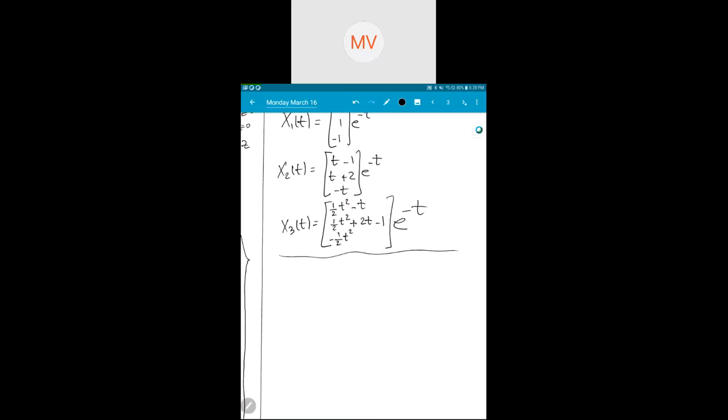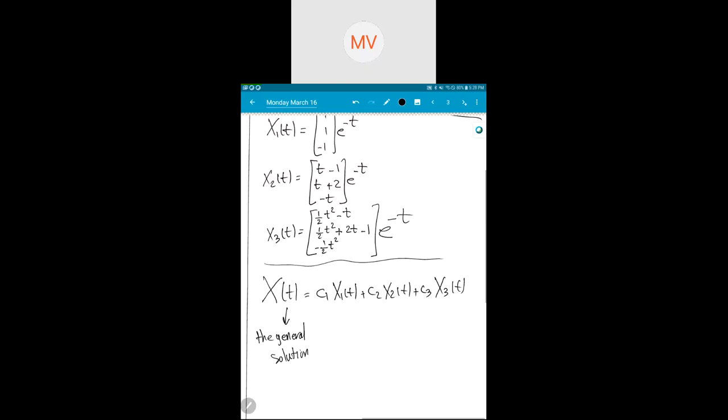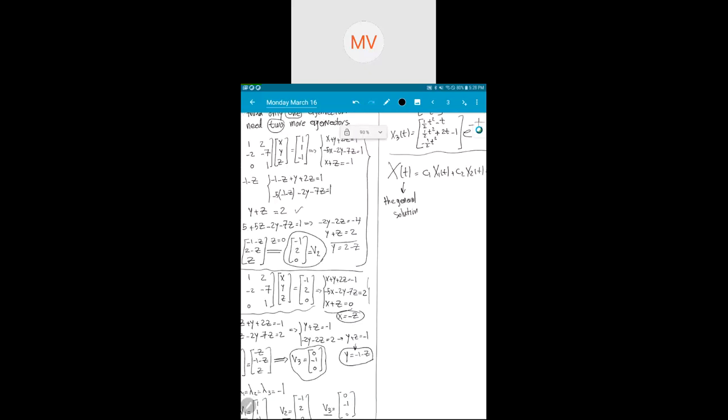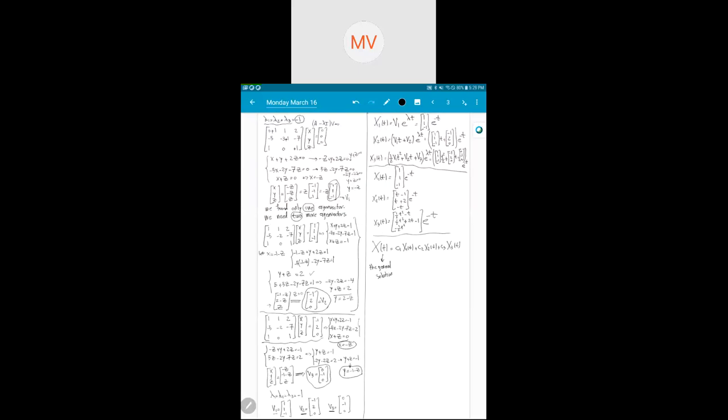So I've just rewritten a more simplified version of those. And of course, the final thing is the general solution: C1 times x1 of t up there, C2 times that x2 of t, plus C3 times x3. These problems are long. That was it.